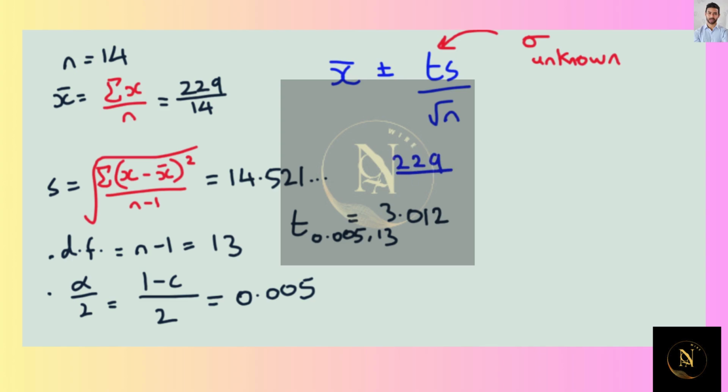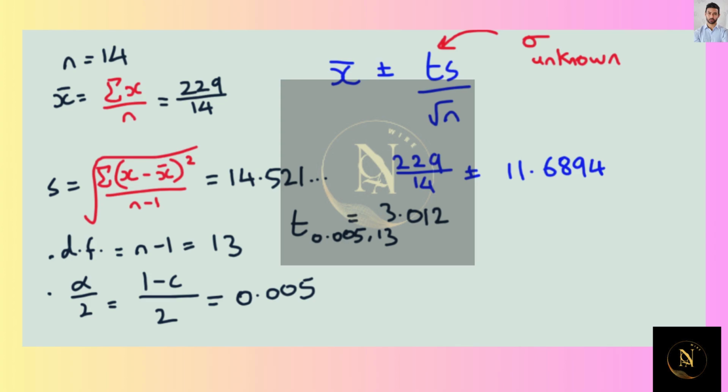Now we use this formula. So we've got x bar plus or minus. I'm going to get the error now. So I've got my standard deviation multiplied by 3.012 and divided by root 14, which is 11.6894.